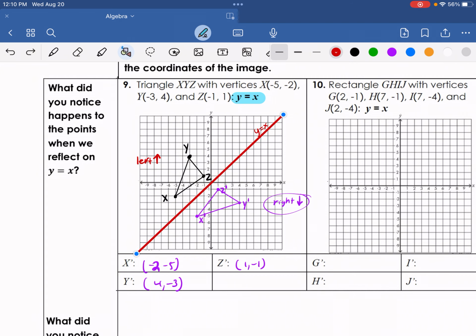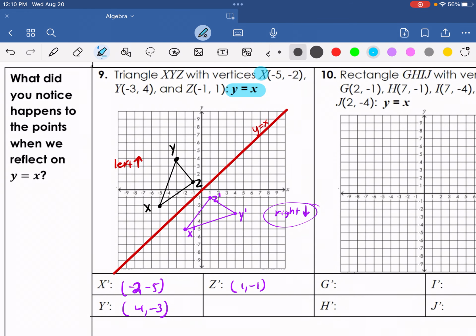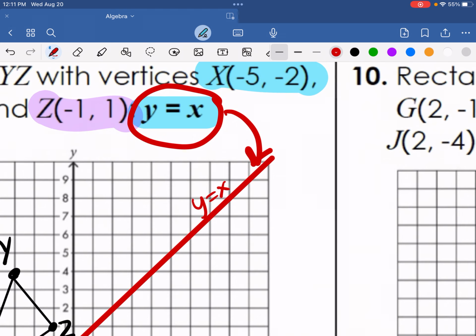So if you look at x and x prime, the pattern is that you switch the numbers. You switch the x and the y coordinate. If you look at y, it was -3 and 4, and now it's 4, -3. They switch places. And then -1 and 1, and now they switch places. So the pattern is every time you reflect on this diagonal, y equals x, you're going to switch the x and y. That's all you have to do.